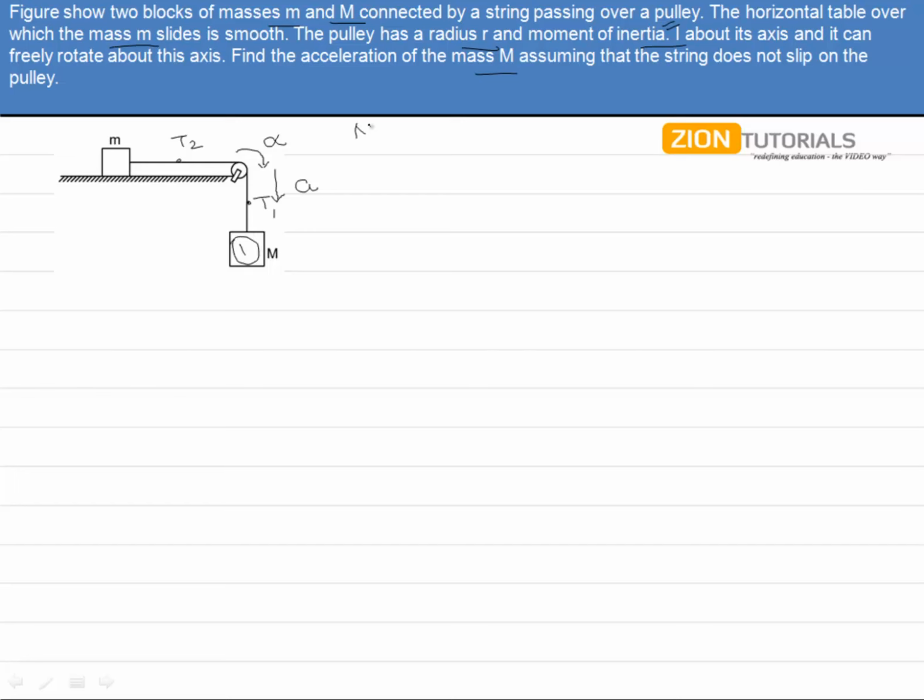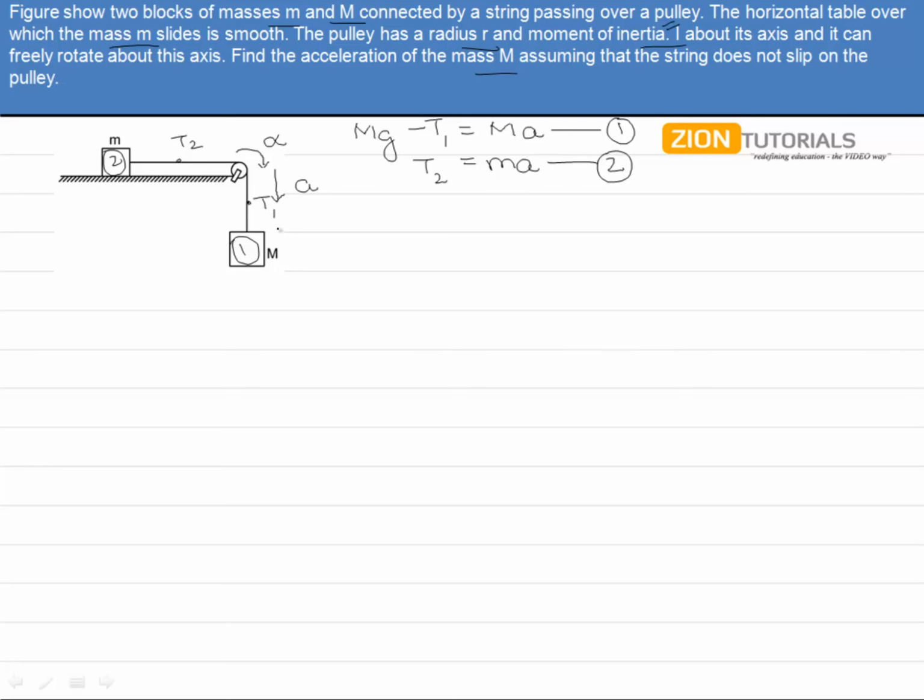for which we can say the downward force Mg minus T1 equals mass into acceleration, marking it as equation number 1. Let us frame the equation for block 2, for which we can write down T2 equals m into acceleration, marking it as equation number 2.